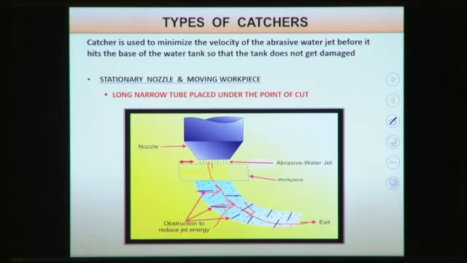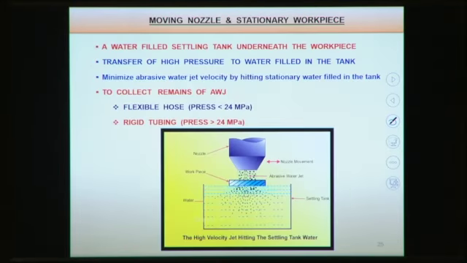Because of the impact on these blades, the high velocity jet's velocity reduces and it exits the pipe. So the catcher is used to minimize the velocity of the abrasive water jet before it hits the base of the water tank, so that the tank does not get damaged. This is the stationary nozzle and moving workpiece, with a long narrow tube placed under the point of cut.